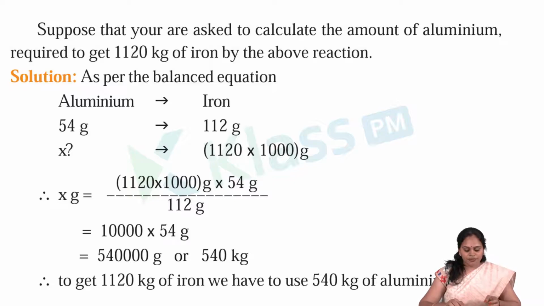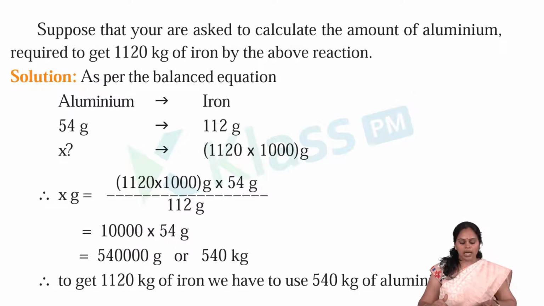It means that for 112 grams of iron, we need 54 grams of aluminium. In the same way, for 1120 kg, how much is required? The formula is given here: X is equal to the total kg or grams of iron required into 54 grams by 112. The answer is given here. That is 5,40,000 grams or 540 kg. Finally, to get 1120 kg of iron, we have to use 540 kg of aluminium.